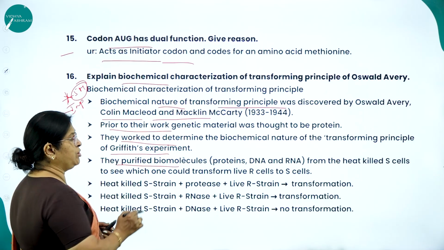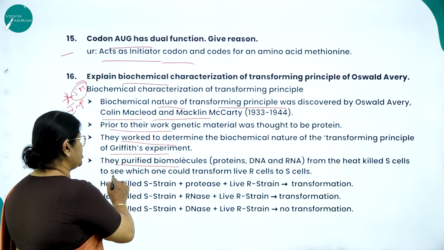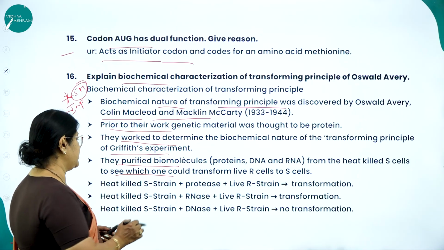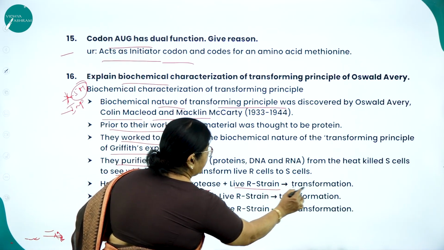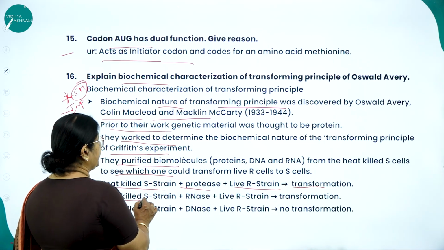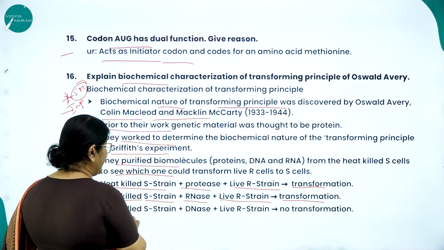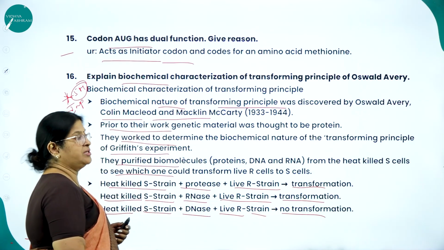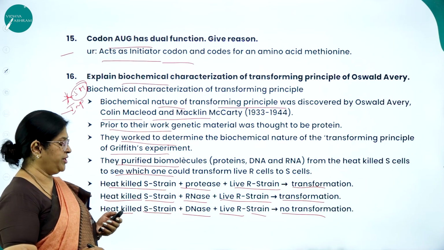They purified biomolecules. What are they? Proteins, DNA and RNA from the heat-killed S cells to see which one could transform live R cells to S cells. Heat-killed S strain plus protease plus live R strain, there was transformation. Heat-killed S strain plus RNase plus live R strain, transformation. But heat-killed S strain plus DNase plus live R strain, no transformation. So this is also a very important question from the examination point of view.